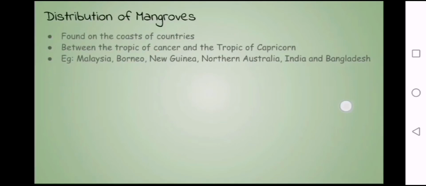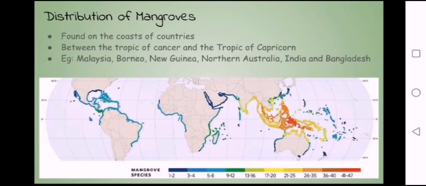Next is the distribution of mangroves. Mangroves are found on the coasts of countries. These countries are mostly located between the Tropic of Cancer and the Tropic of Capricorn. However, there are also patches of mangroves further north and south of these tropics.